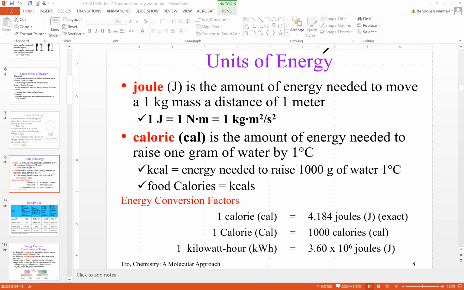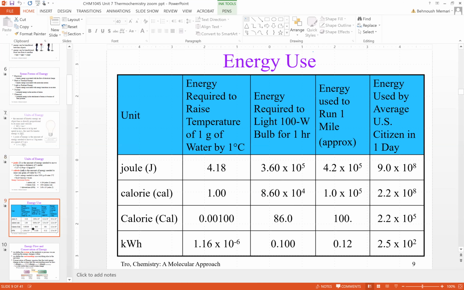To convert between the units, you can go from calories to joules. 1 calorie is 4.18 joules, and 1 kilocalorie is 1,000 calories. And 1 kilowatt hour, which is another unit for energy, equals 3.6 times 10 to the 6 joules. That is a large amount of heat that you can see in some problems.